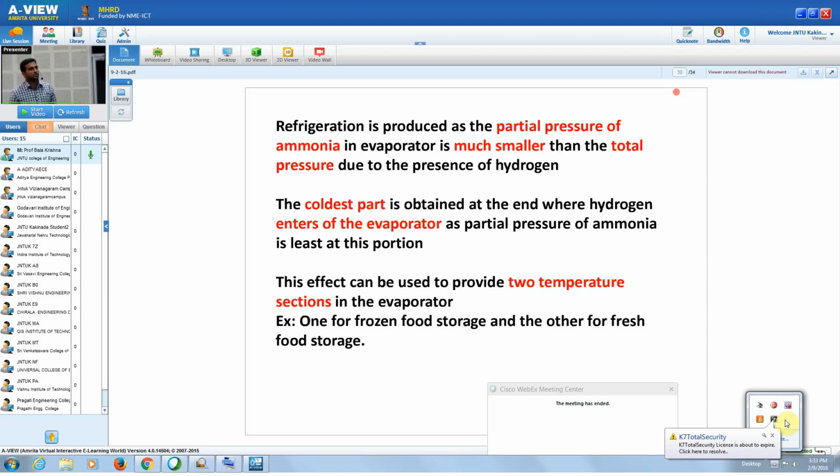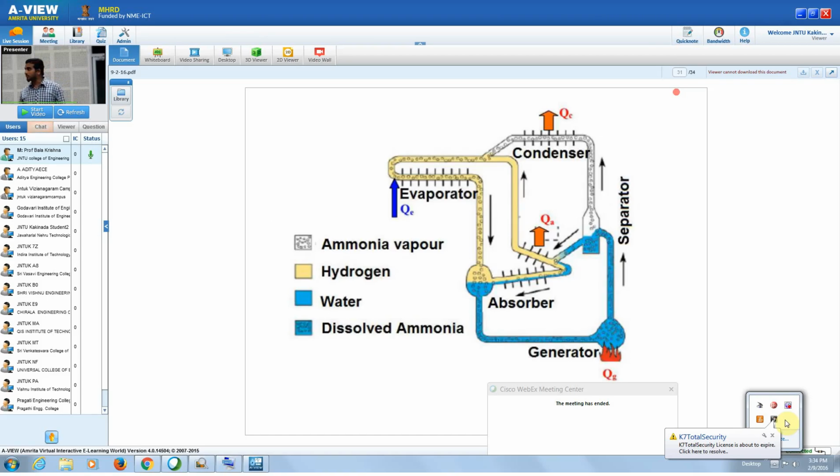This effect can be used to provide two temperature sections in the evaporator. You can produce two temperature sections, one for frozen food storage and the other for normal storage. If you want to freeze the food, you can place it at the location where you will have minimum temperature, and for normal cooling you can place it at the other location where the other temperature is there. At minimum temperature, we can use it for freezing the products, and other places we can use it for food storage. So these are the advantages and the complete working of a three fluid system.